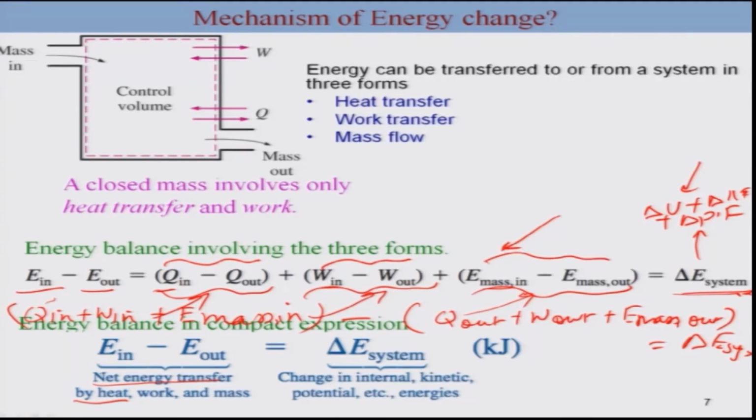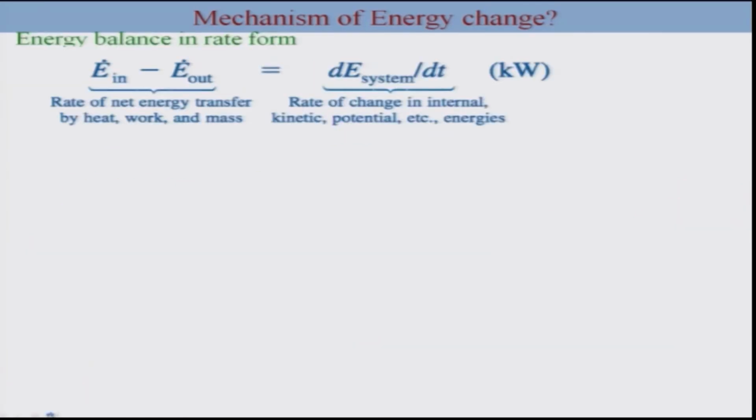You can generalize it here and make it like net energy transfer by heat, work, and mass, and that should be equal to your change in internal energy, potential energy, that will be your delta E system. So you can also write in the rate form, that will be in the form of change in energy per unit time, and that's why this dot comes into the expression. Okay, so that will be E dot in minus E dot out equal to dE system by dt.